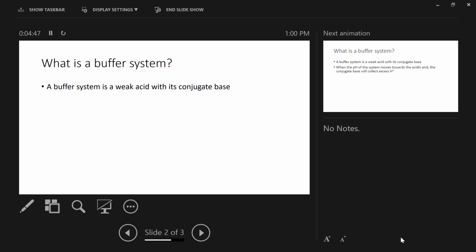And then, since it's an acid, it's going to dissociate from its hydrogen ions. So HA is going to become H+, and what's left over, which would be A minus, and this is the conjugate base.